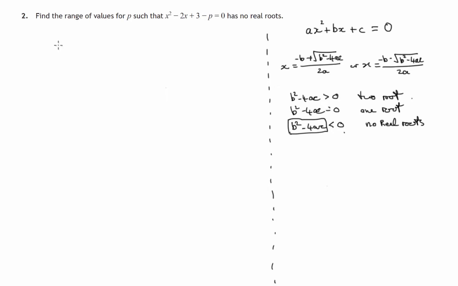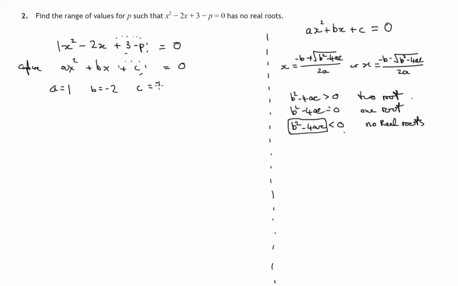So in the case of this equation, x squared minus 2x plus 3 minus p equals 0, let's compare it with ax squared plus bx plus c equals 0. And you can see that in this case, a is 1, the coefficient of x squared is 1. b is equal to negative 2, the coefficient of x is negative 2, and the constant term is 3 minus p. So c is 3 minus p.